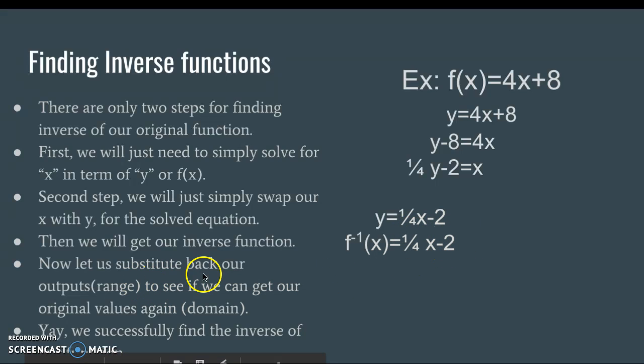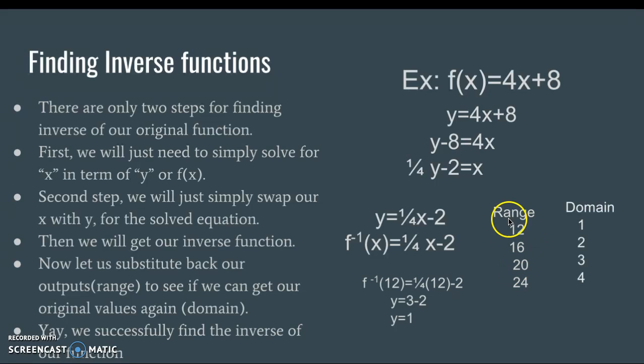Now let us substitute back our outputs, which is the range, to see if we get back to our original values again, which are in the domain. Let's test it all. That's our range and domain. Let's substitute the 12 first. f to the -1 of 12 equals 1/4 of 12 minus 2. 12 divided by 4 equals 3. 3 minus 2 equals 1. 12 gives 1. Yeah! Now let's try 16.